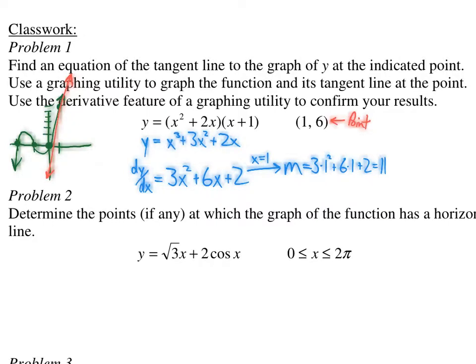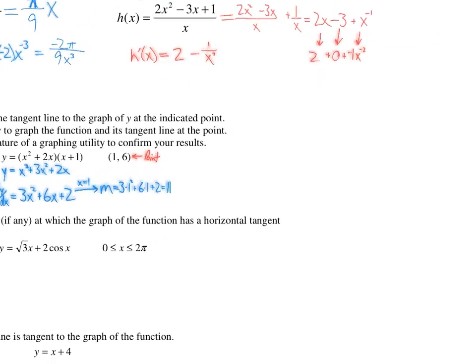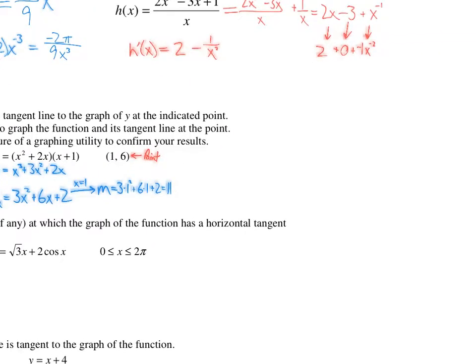Now, we have a point, we have the slope. However you like to find equations of lines at this point, go for it. You can do it however you want. If you want to use point-slope form, y minus 6 equals 11 times x minus 1, combine your like terms and get it in slope-intercept form. We've got y equals 11x minus 5. That minus 5 makes sense based on our sketch because we said the y-intercept would be negative.